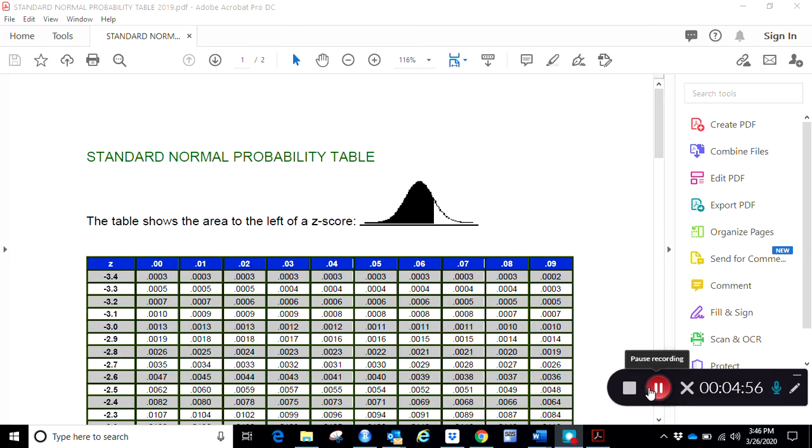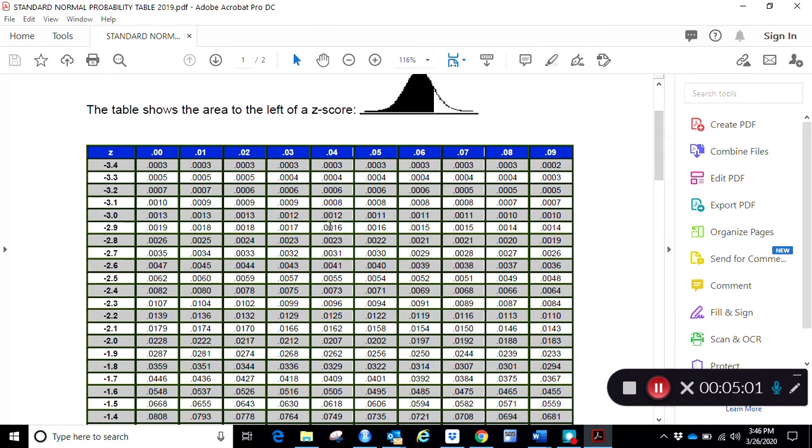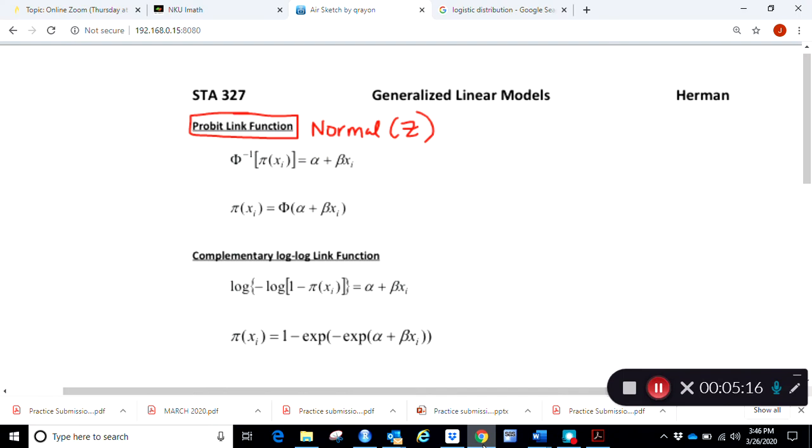So for example, here I've pulled up the normal table that I use. Remember, there were two different kinds of values. There was the outside value of the z-score, then there was the inside value of the actual probability. So we're going to be using these same two types of ideas to understand how to use this Probit Link function. When you see this capital phi inverse, this is the Greek letter phi with an inverse, just to the negative first, so that'd be called inverse. This is when you're working backwards in the normal table.